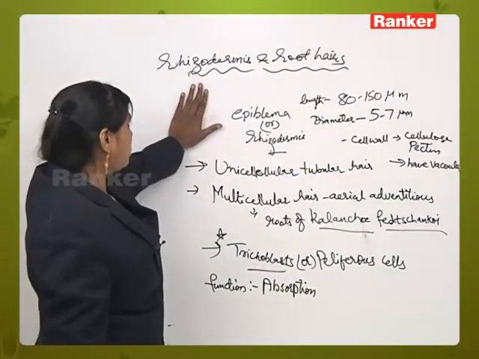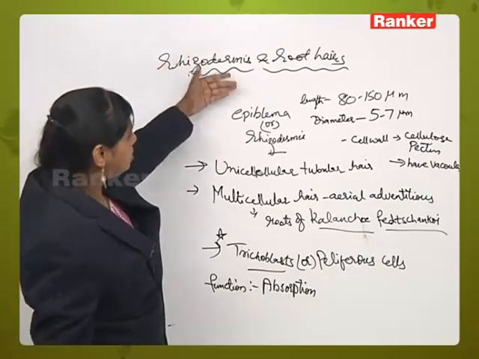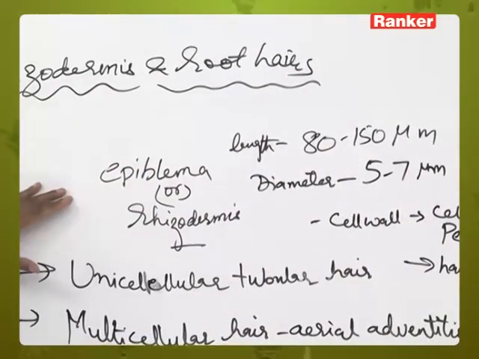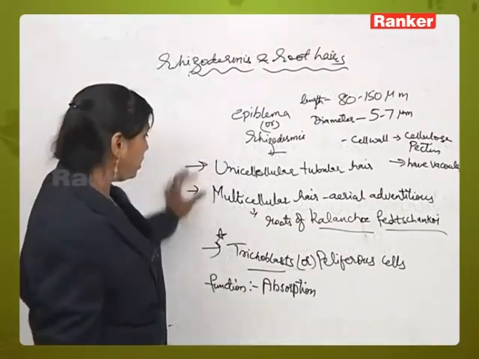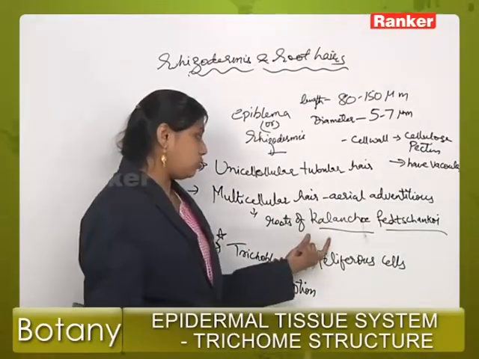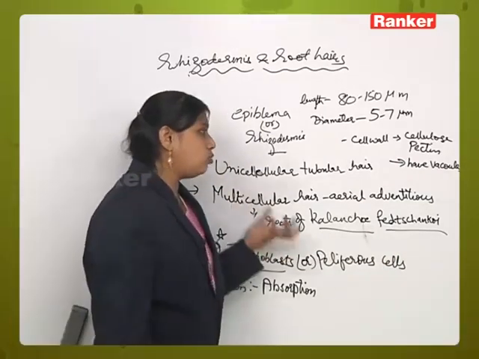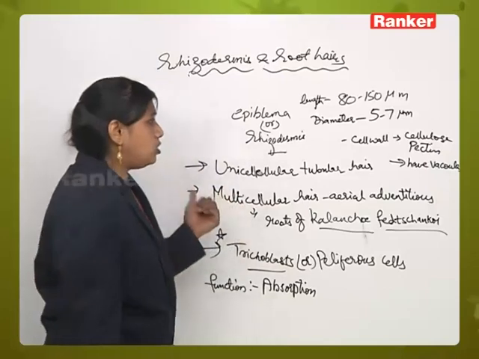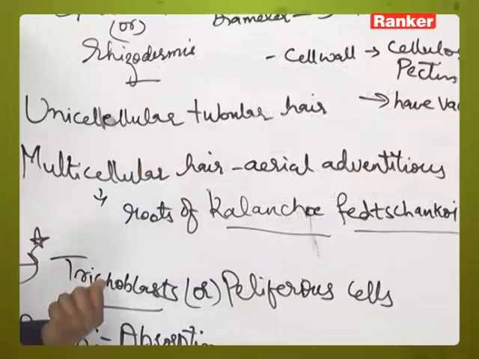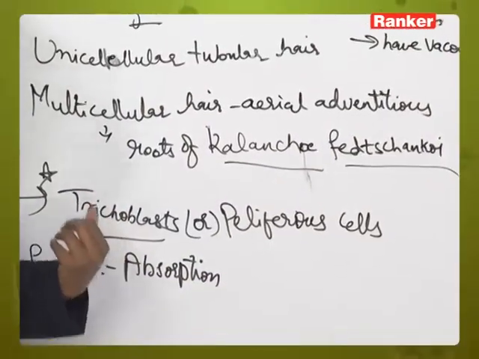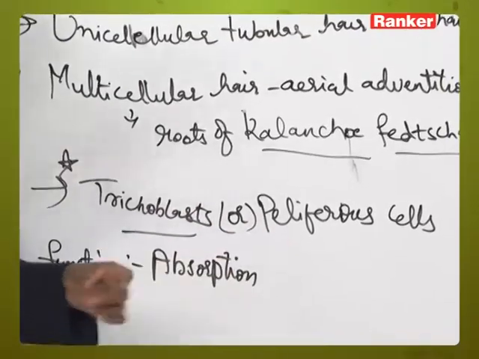So the root hairs present in the roots arise from the rhizodermis. The rhizodermis is alternatively called epiblema, and the normal root hairs present in the rhizodermis are unicellular tubular hairs. But in the adventitious roots of a particular plant, Kalanchoe fedtschenkoi, multicellular hairs are present. The rhizodermal cells which give rise to the smaller root hairs, with dense cytoplasm, are called trichoblast cells, pelliferous cells or peripheral cells.